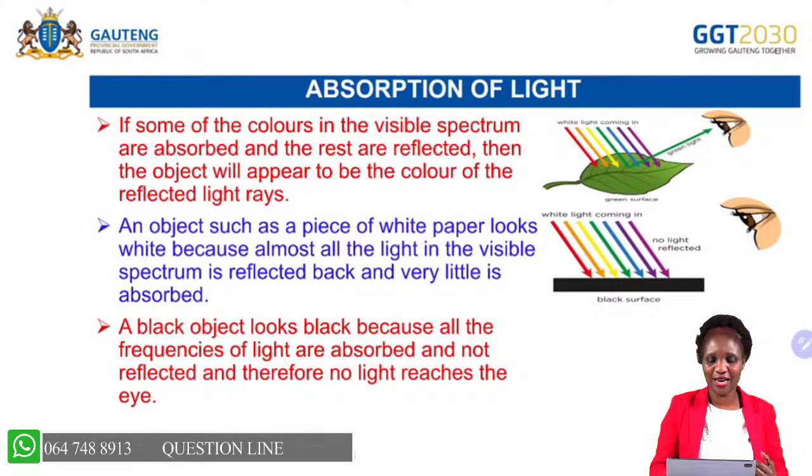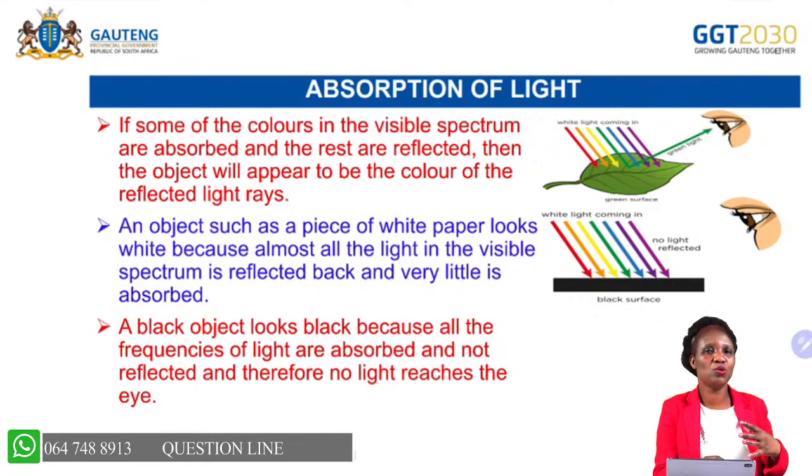If some of the colors in the visible spectrum are absorbed and the rest are reflected, then the object will appear what? To be the color of the reflected light rays. Okay. If white light strikes a blue substance, what's going to happen? The blue substance is going to appear blue. Why? Because the blue color is going to be reflected to our eyes. Therefore, we'll see blue. Okay.